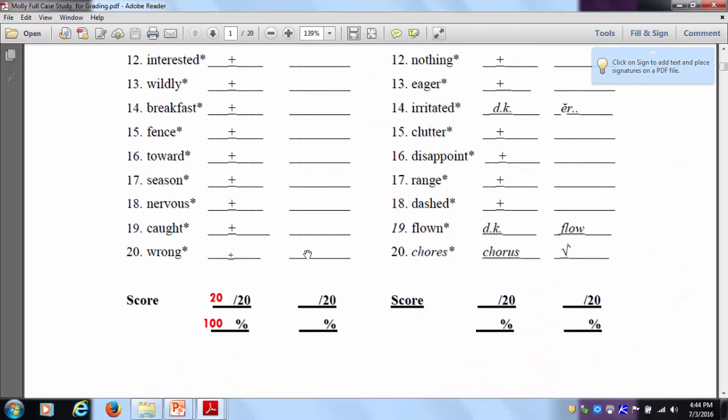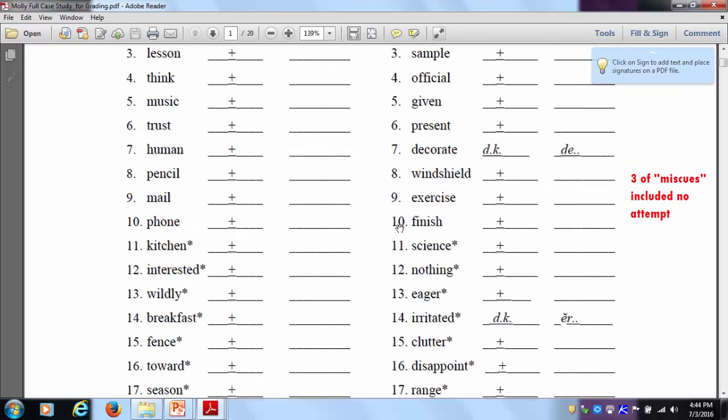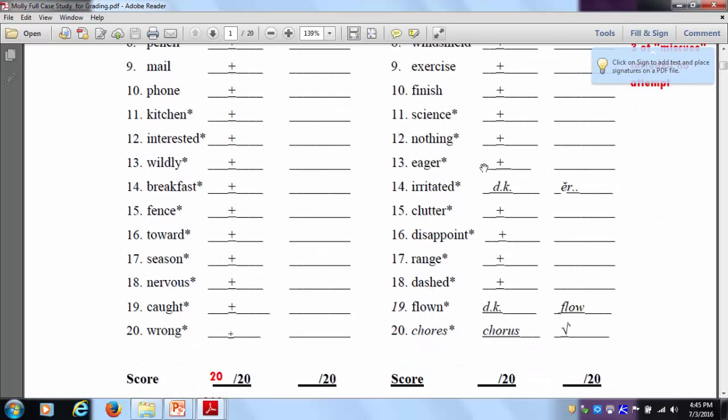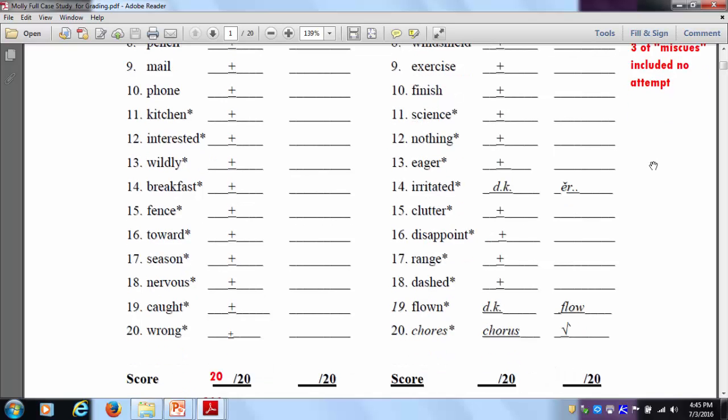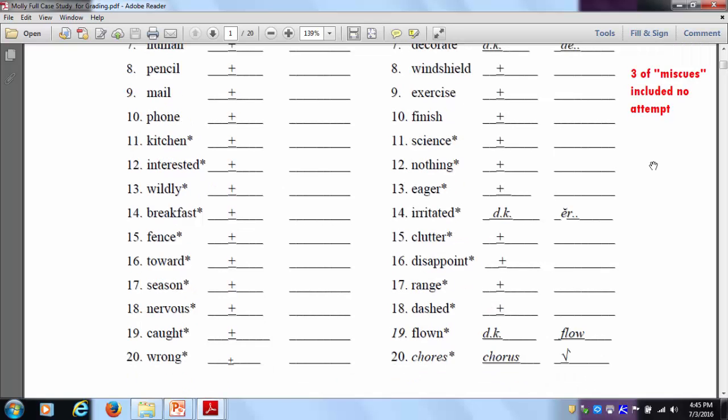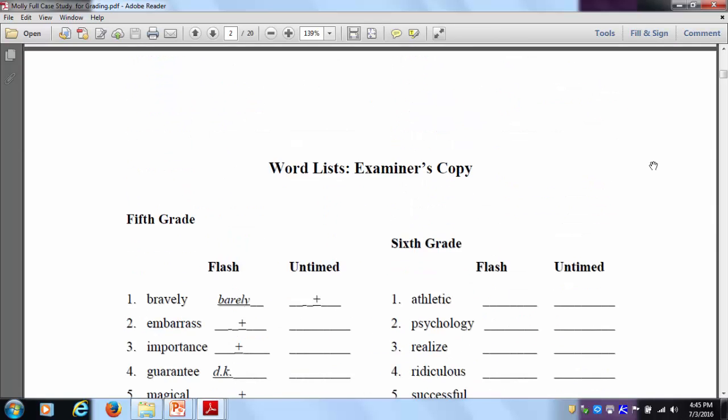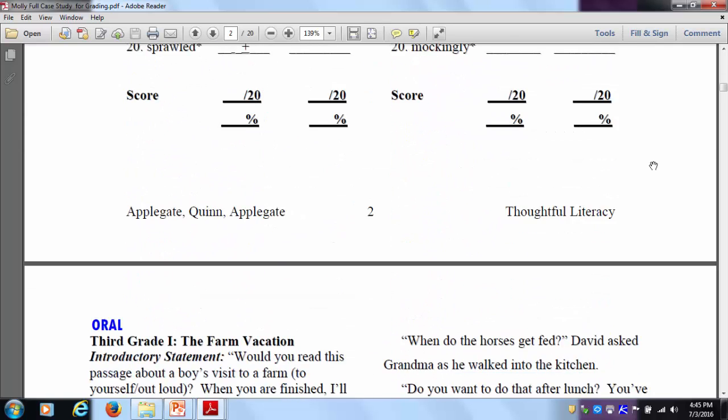First one was relatively easy. 20 plus is a score of 100. So I thought I would go ahead and model a little bit of what we mean. Of the 20 responses, notice that there were 3 times when you could call it a miscue. The student simply says, I don't know. So I put that as interesting. No attempt on 3 of the miscues. All right? So you go ahead and finish that list and also the next grade level.